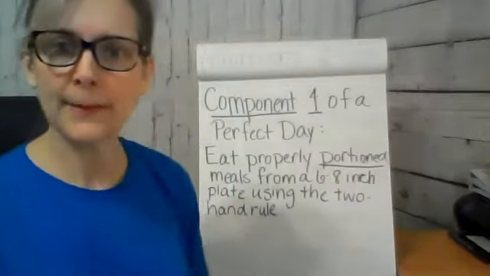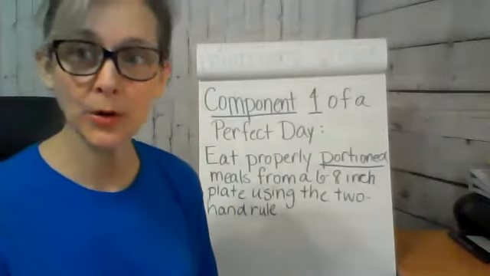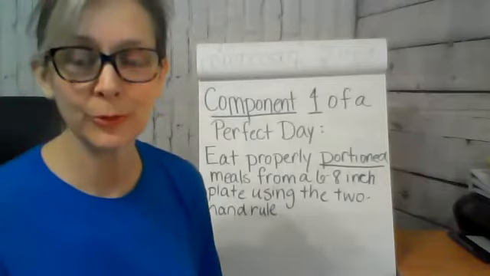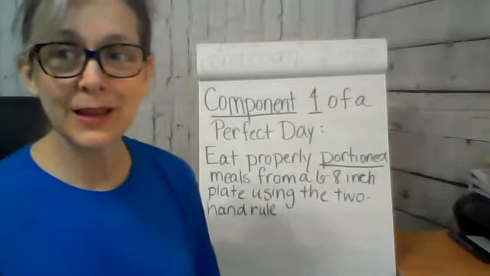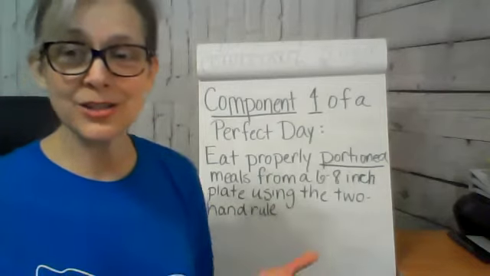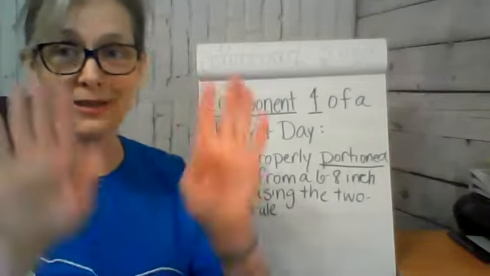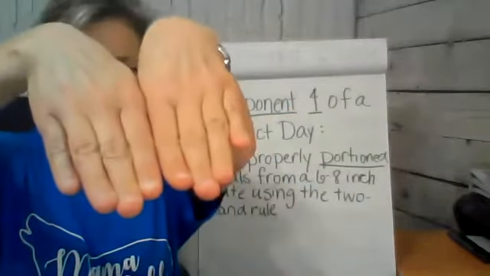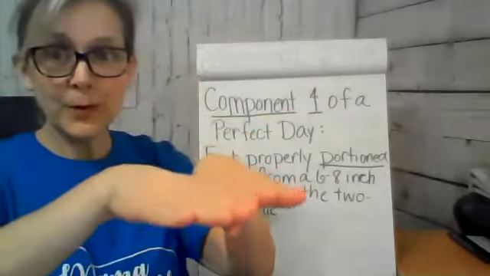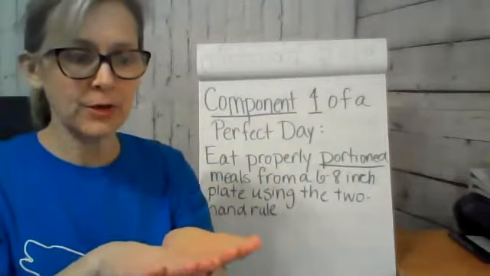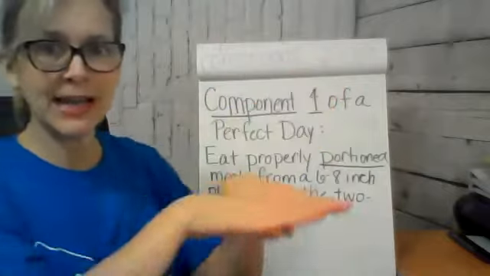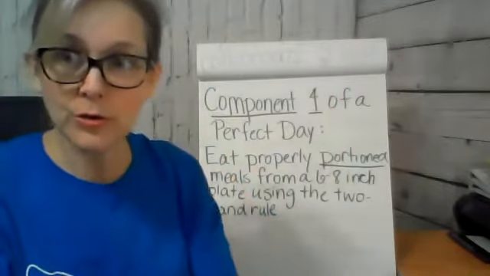Component number 4 of a perfect day is to eat properly portioned meals from a 6 to 8 inch plate using the 2-hand rule. Now, a 6 to 8 inch plate, honestly, those inches really don't have anything to do with it. Your 2 hands have to do with it. You put your 2 hands together as closely as possible. You place your hands down over your food. As long as you can't see food sticking out around your hands, then you have portion control.